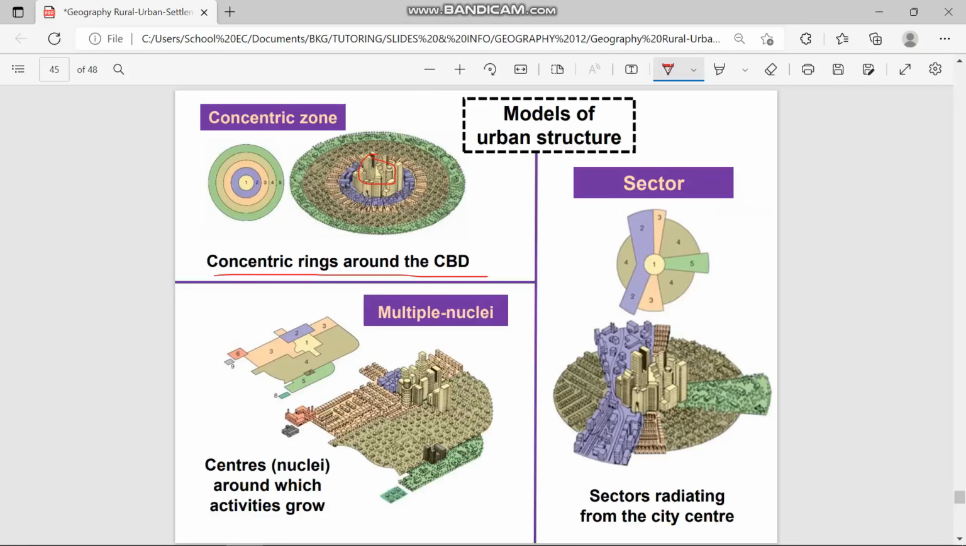Here, the following one is another zone, another zone, and another zone. As you can see, as you move from the CBD, the buildings are becoming smaller and further from each other. We have a sector on this side and multiple nuclei, the centers around which activities grow. These are the sectors, radiating from the city center.